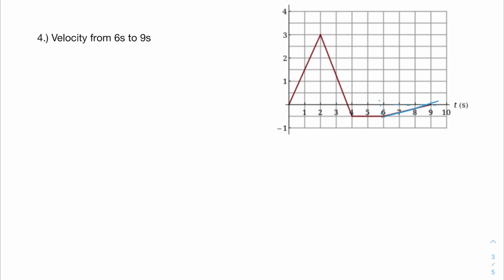And for number 4, between 6 seconds and 9 seconds, you can see the line's increasing. It's probably going to be a positive velocity. So in this problem, it rises 0.5 meters and then it runs 3 seconds to the right. This gives us approximately 0.17 meters per second as our velocity.